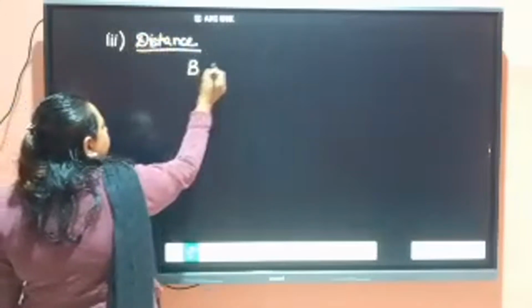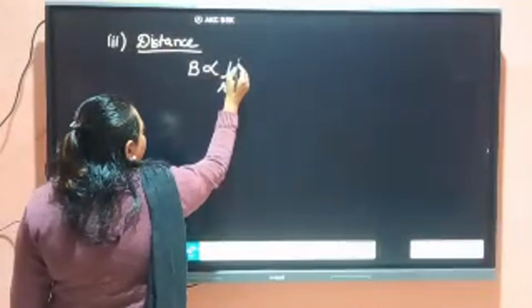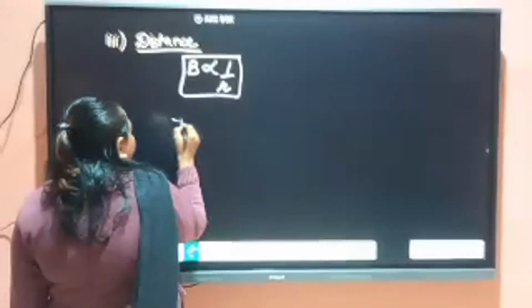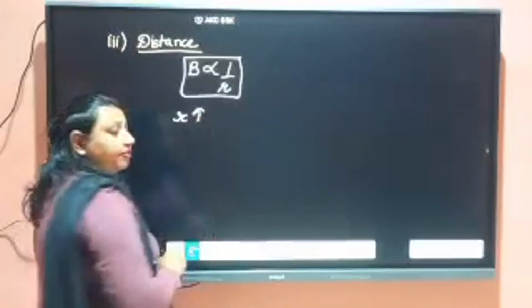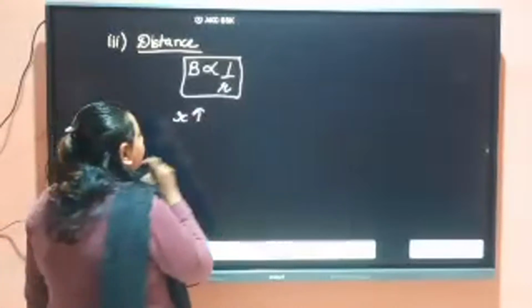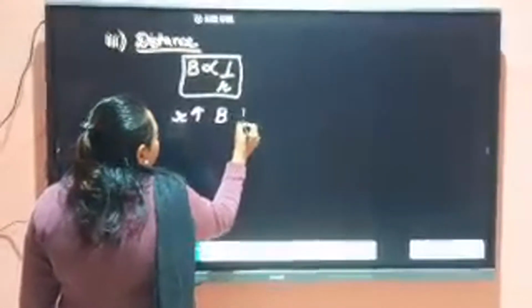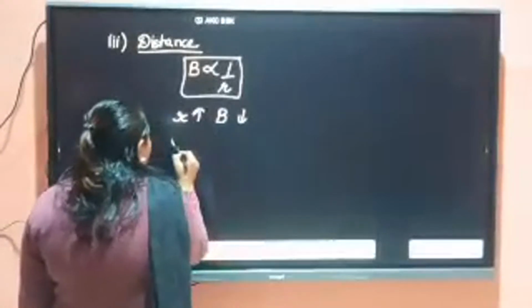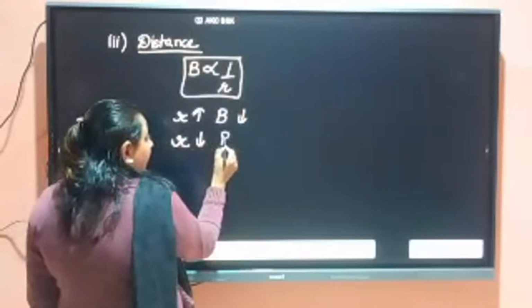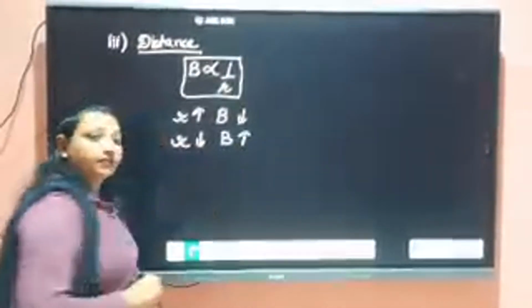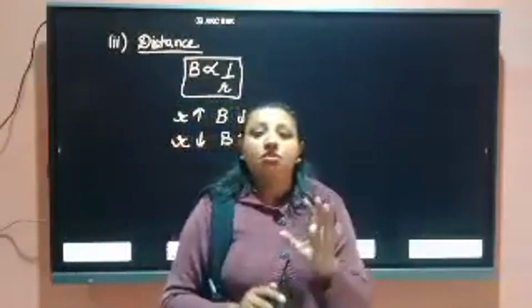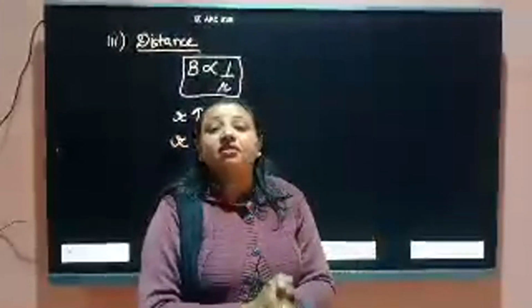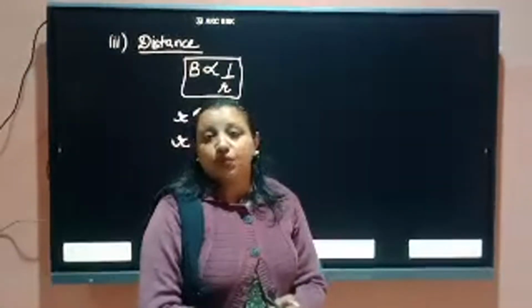So this B is inversely proportional to the distance. If you increase the distance from the center of the circular loop, B is reduced. And if you decrease r, the magnetic field is greater. Okay? So these are the factors on which the magnetic field of a circular loop depends.